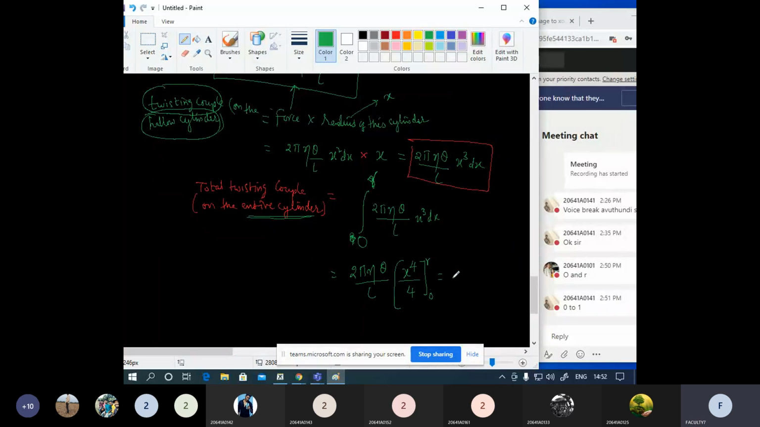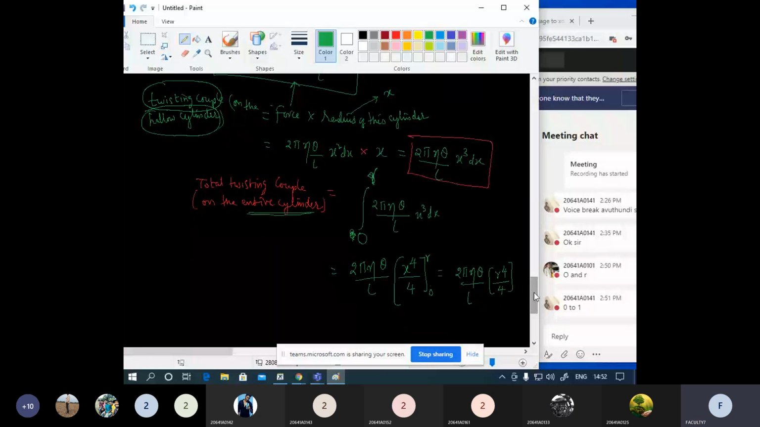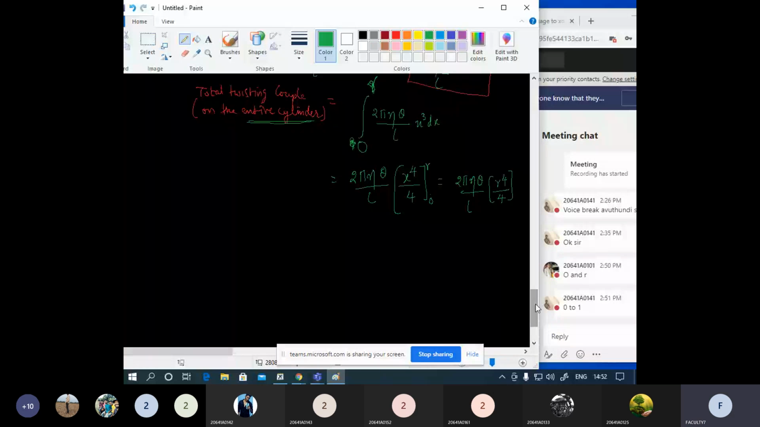Now after removing this, you are going to get 2 pi eta theta by L into r power 4 by 4. Now after cancellations, what you will get is pi eta theta by L, and here this will be r power 4.